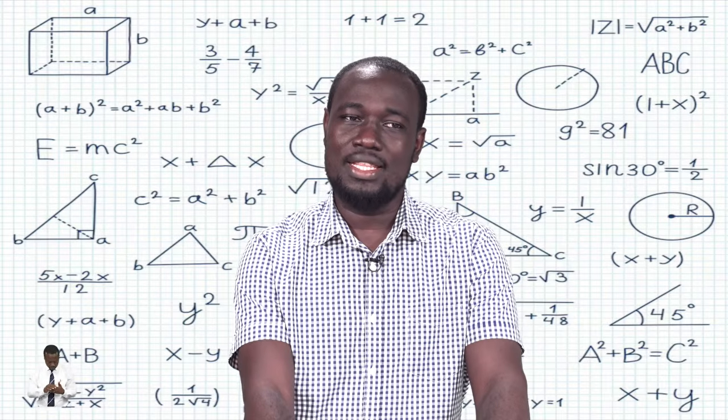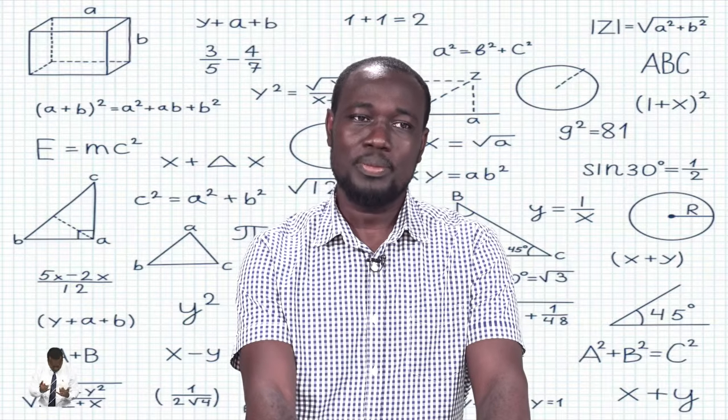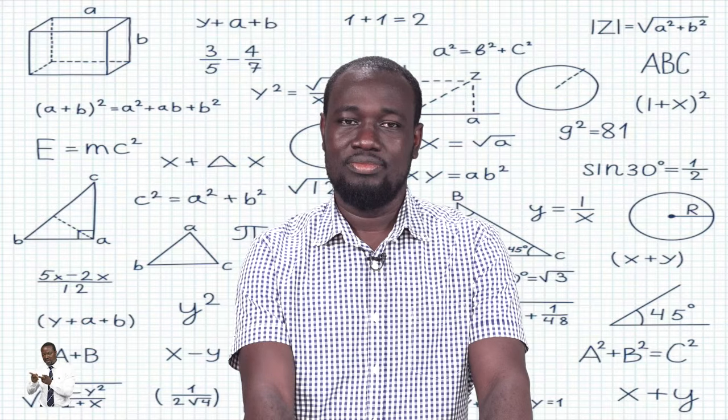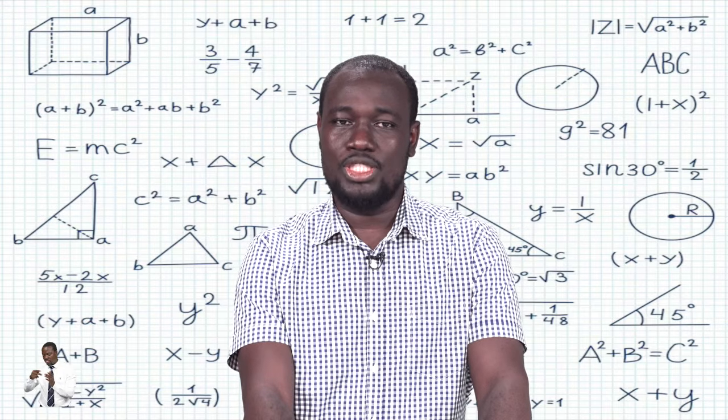Let's try another example. Example 3. A rectangular garden has a diagonal path that measures 20 meters. If the length of the garden is 15 meters, calculate, correct to 2 decimal places, the width of the garden. So let's consider the ideal solution for this question.